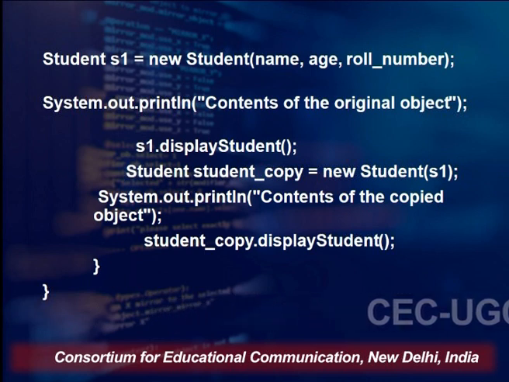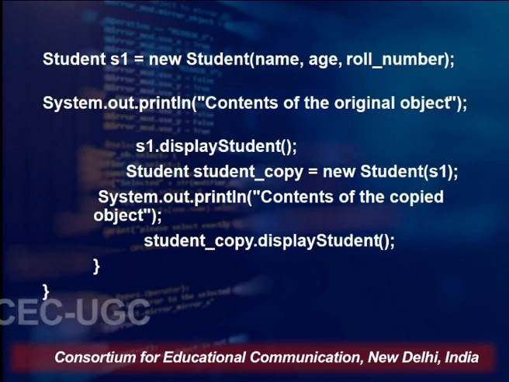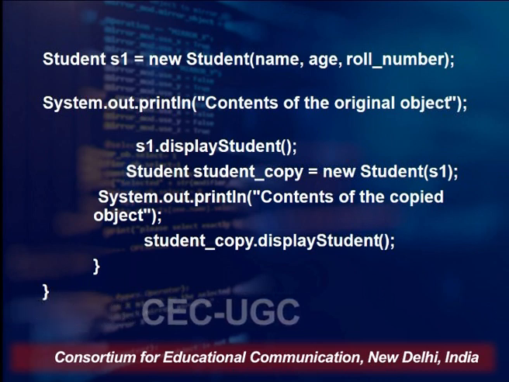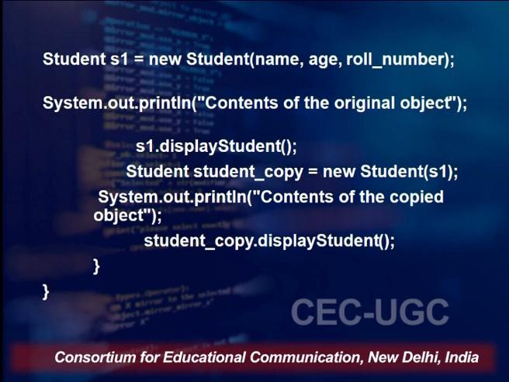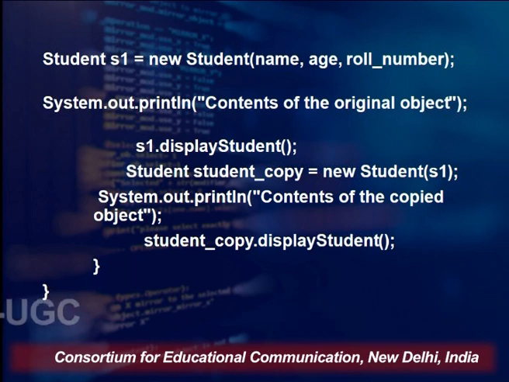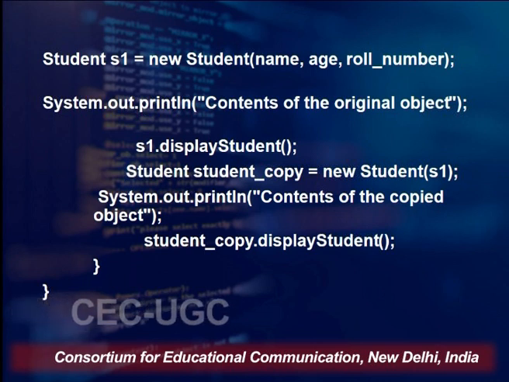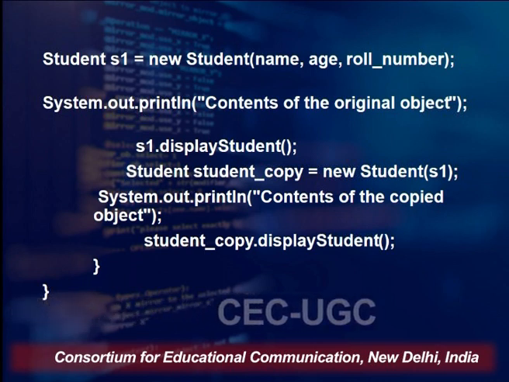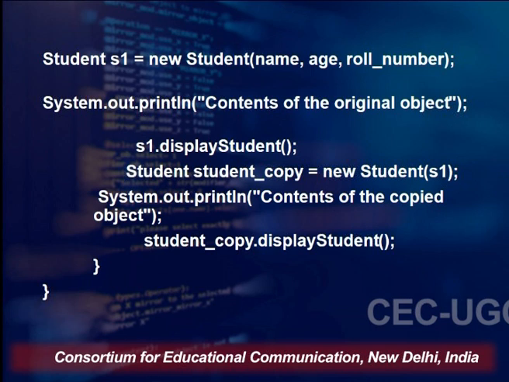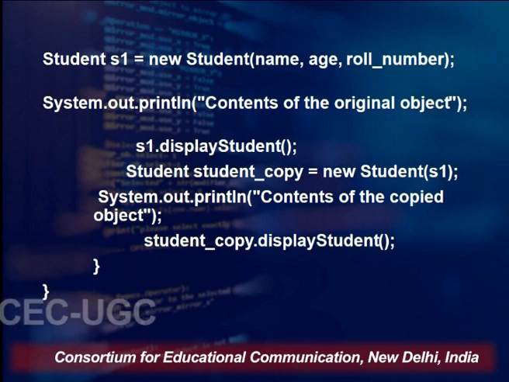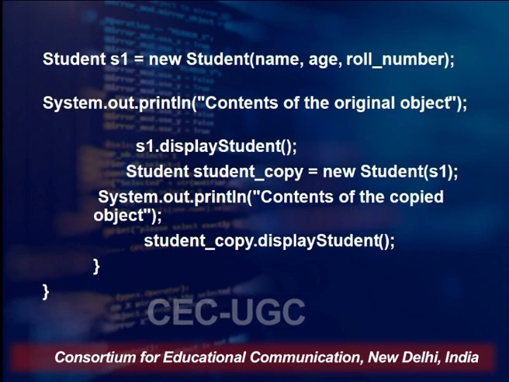So this is a parameterized constructor. Using the parameterized constructor of the class Student, we have created one particular object which is named S1. I am calling this an original object. Why am I calling this an original object? Because in the upcoming code I will be creating the copy of this particular object.